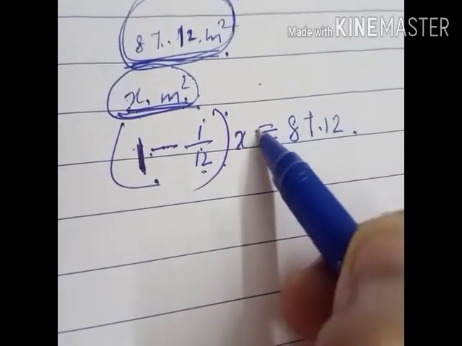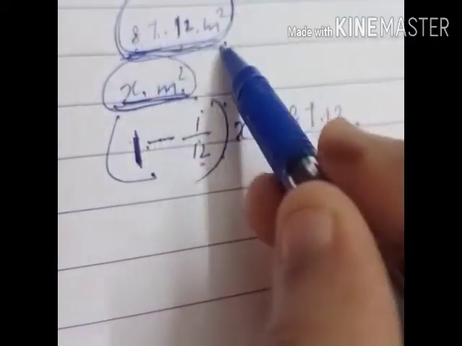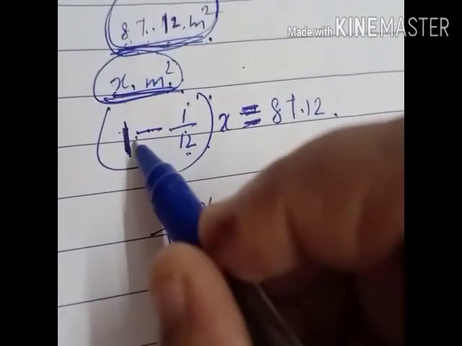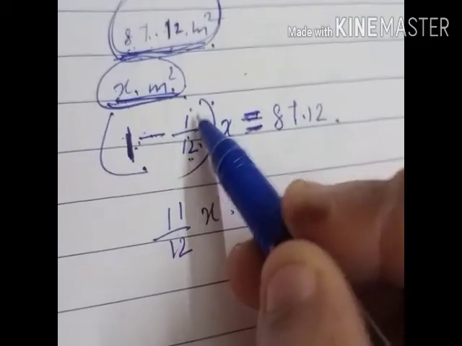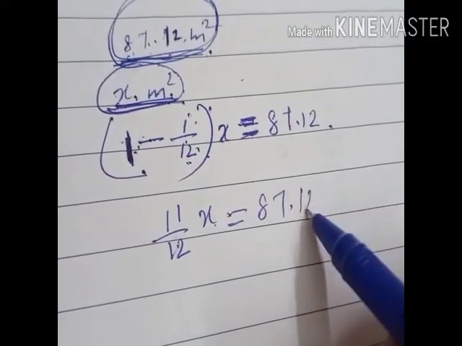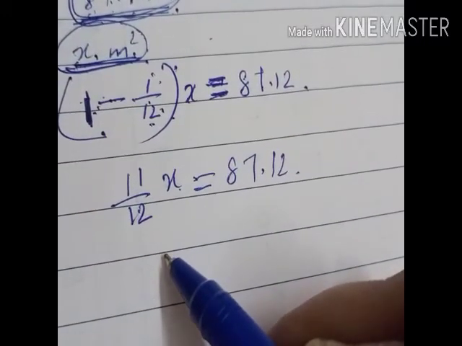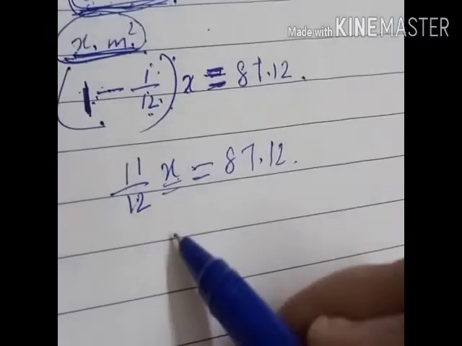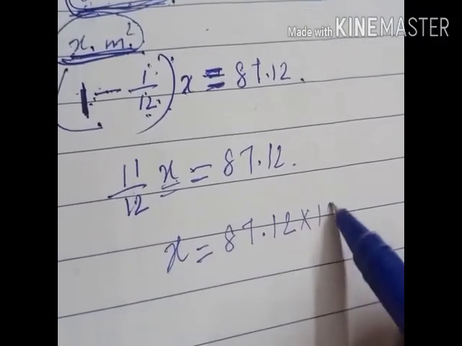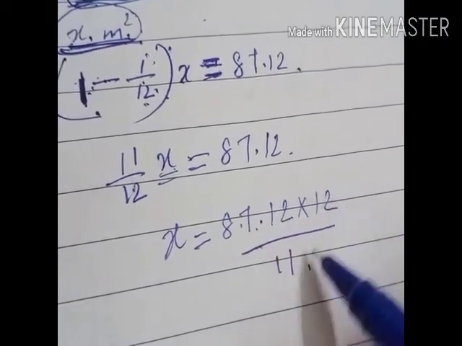This is the same as the required material, 87.12. So this is equal to 11/12 x. 12 minus 1 is 11. 11/12 x is equal to 87.12. But here we have to find how much material they used. That means we have to find x. So x equals 87.12 into 12 by 11.